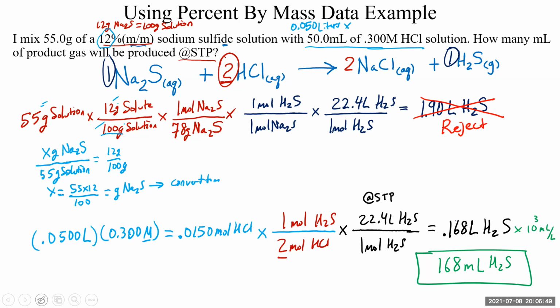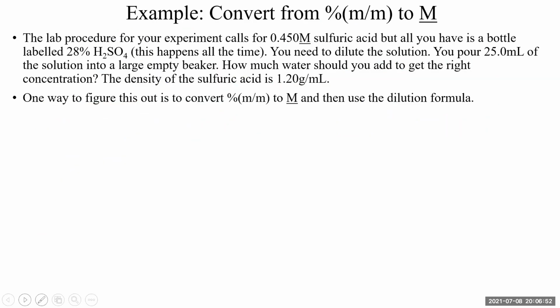Okay, continuing on. Now, here's a very common issue in lab. Oftentimes, you're going to be following a lab procedure that calls for a certain molarity of acid or some kind of solution, but all you have in lab is something with a percentage by mass or even percentage by volume label. So in this example, the lab procedure for your experiment calls for 0.450 molar sulfuric acid. Don't worry, there's no actual experiment, all right? This is hypothetical. This is just a question scenario.